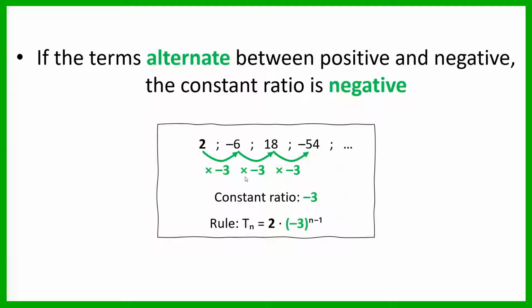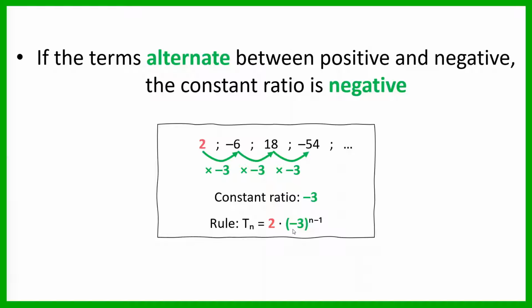And remember, your ratio is negative 3. It's not just 3. Then you also have this 2 over here, which is the same as the first term of the pattern. We didn't have anything like that in the last one because the first term of the pattern was a 1, so we didn't have to worry about writing that. But when the first term of your pattern isn't a 1, then you do need to write that over here. You need to multiply it by the constant ratio raised to the power of n minus 1.